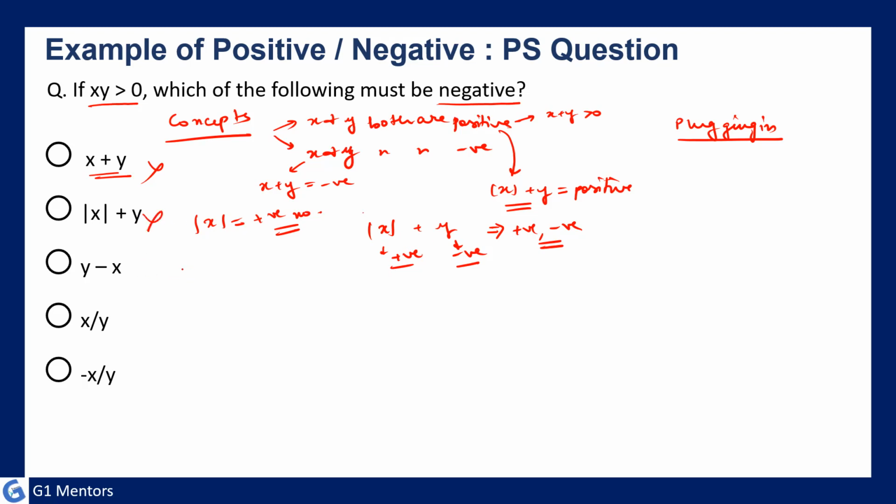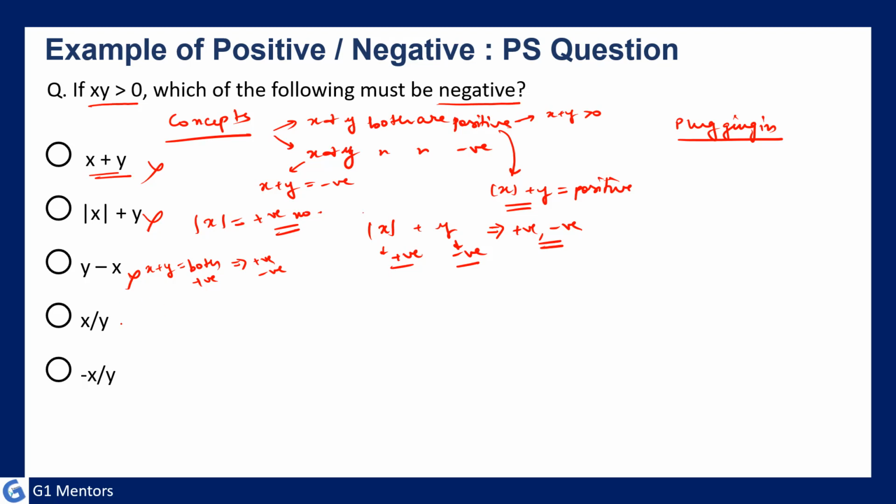So let's go to the third choice, which says y minus x. If x and y are both positive, we don't know which one is larger out of these. So it may result into a positive number, it may result into a negative number also. So this answer choice is also not true.